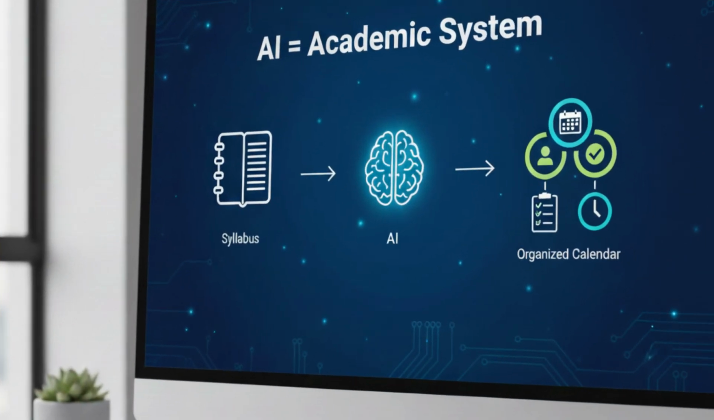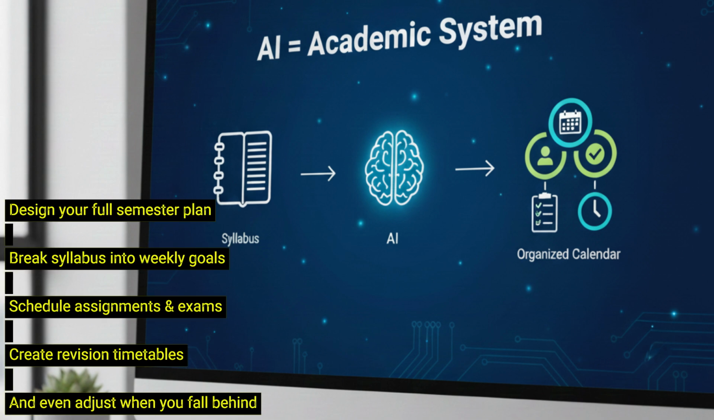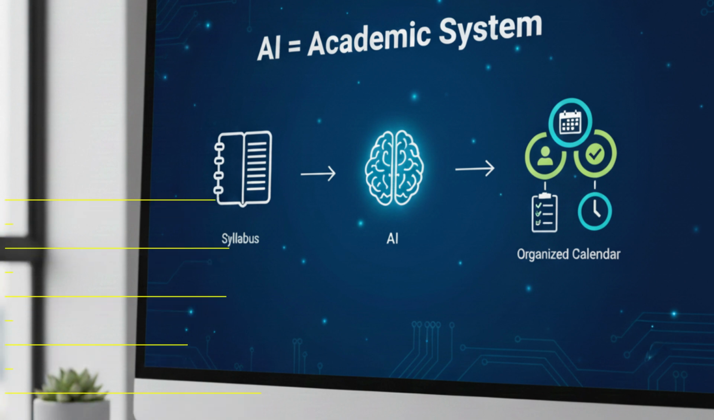This is where AI changes everything. AI doesn't just answer questions. It can design your full semester plan, break syllabus into weekly goals, schedule assignments and exams, create revision timetables, and even adjust when you fall behind. Think of AI as your personal academic manager.